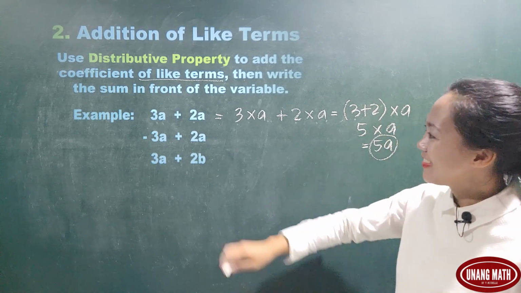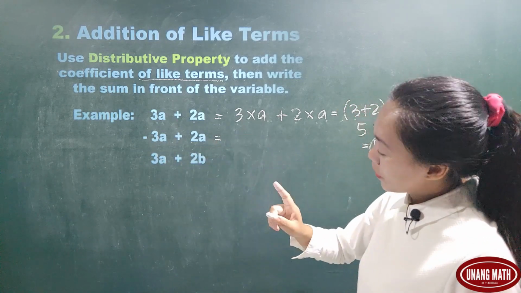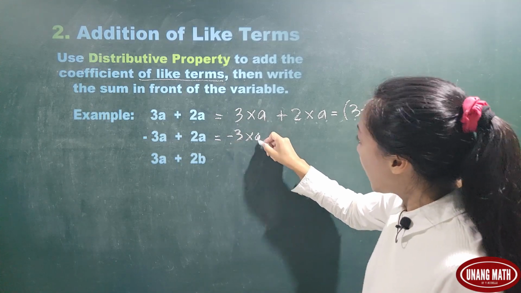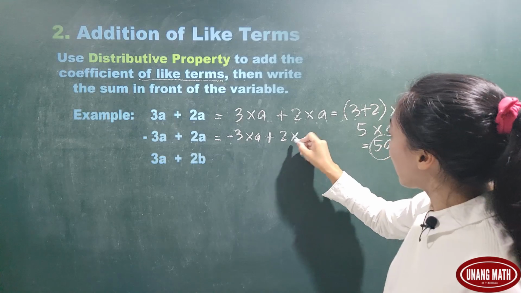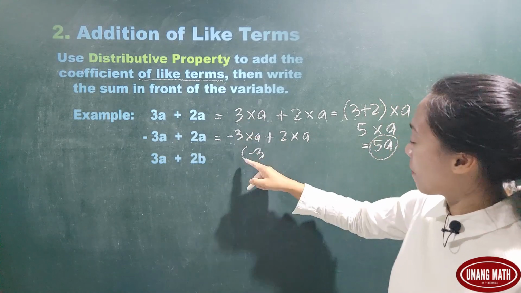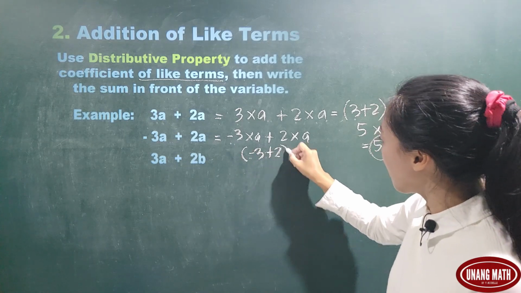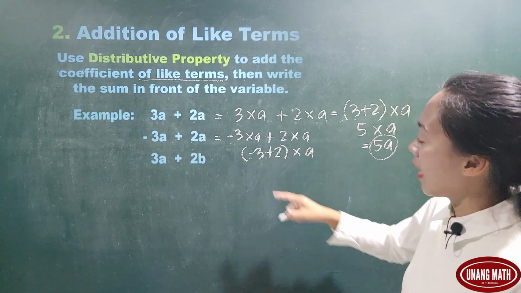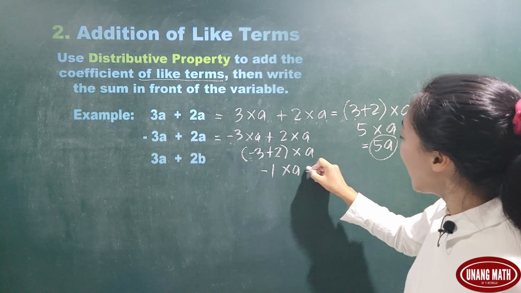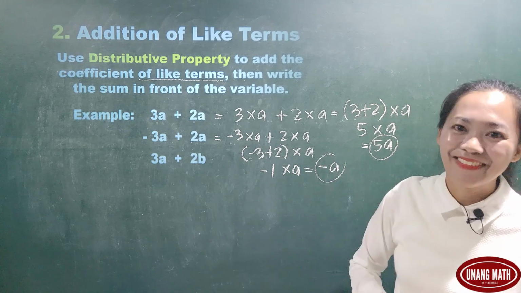5a. Okay, how about negative 3a plus 2a? Restore the multiplication symbol. So this is negative 3 times a. Okay, plus 2 times a. Okay, negative 3a using the distributive property, negative 3 plus 2 inside the parenthesis times a. Negative 3 plus 2 is negative 1. So negative 1 times a is negative 1a or negative a.